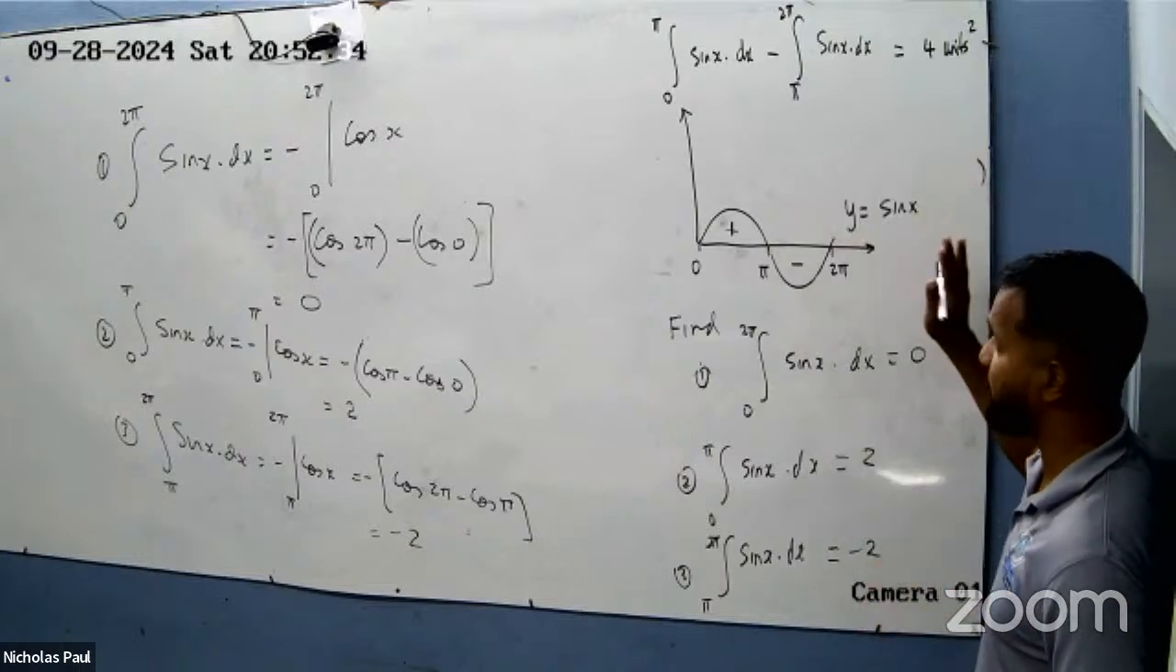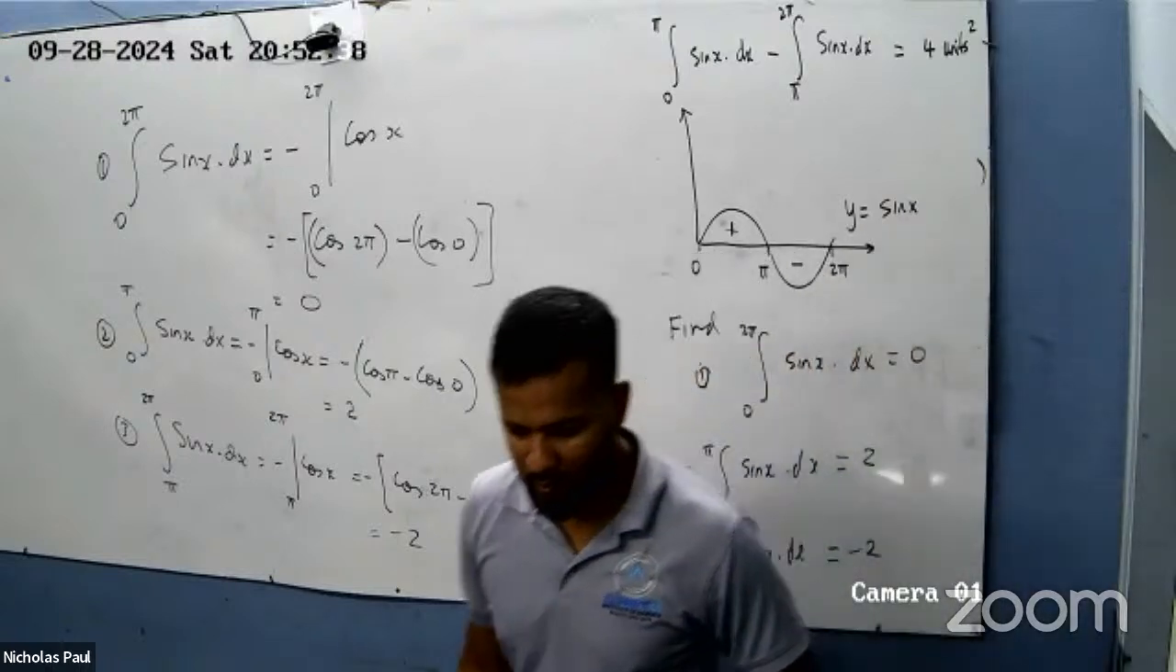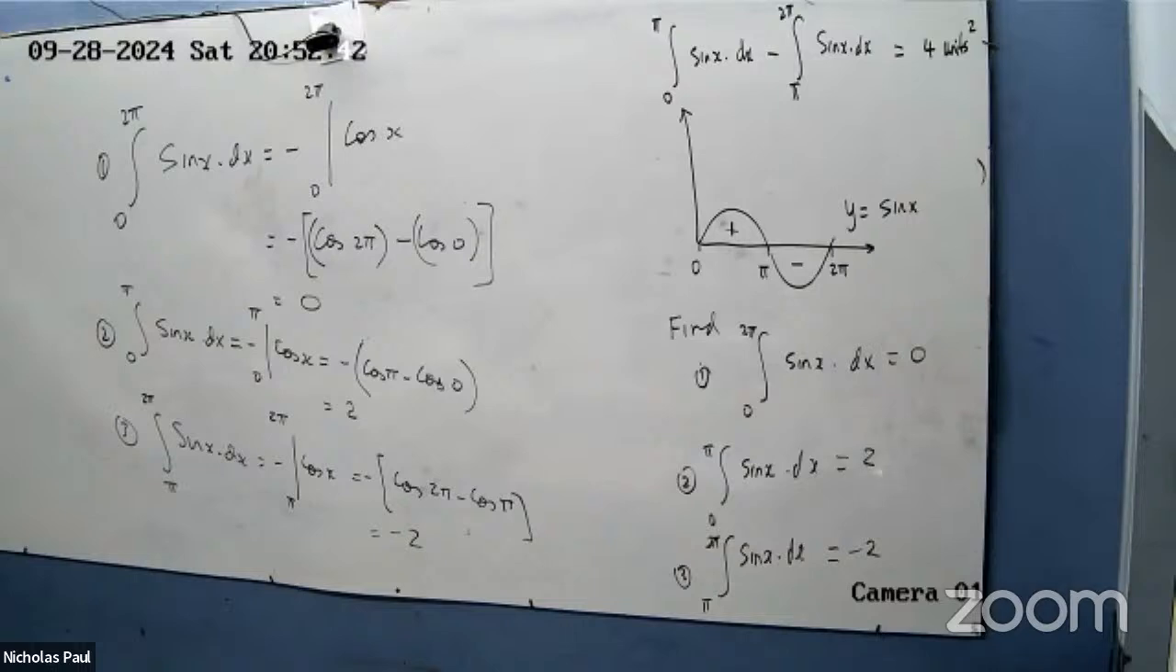That's okay? So after all this, I want you to write this note down. Note that when finding the area below the x-axis, we include a negative sign in front of this integral.